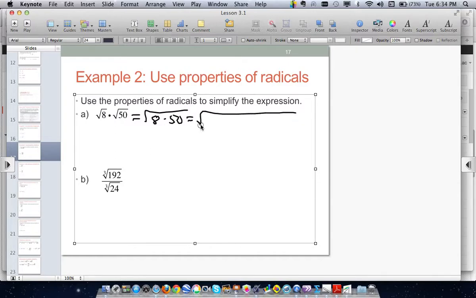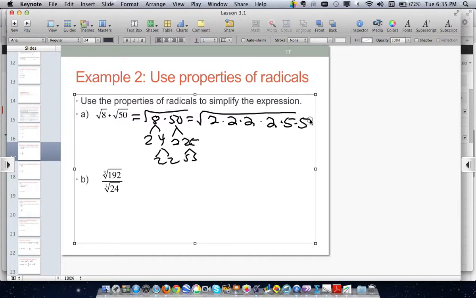Get into the prime factorization. So 8 is 2 times 4, and then we have 2 times 2. So this is 2 times 2 times 2. 50, of course, is 2 times 25, and then 25 factors to 5 times 5. So we have 2 times 5 times 5.